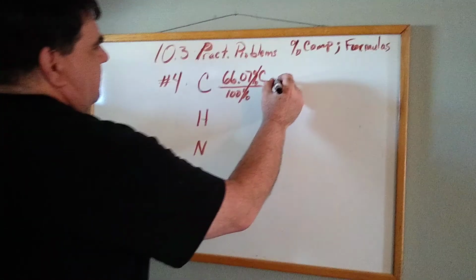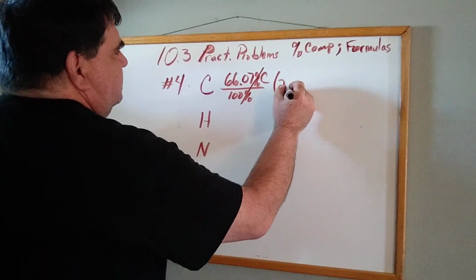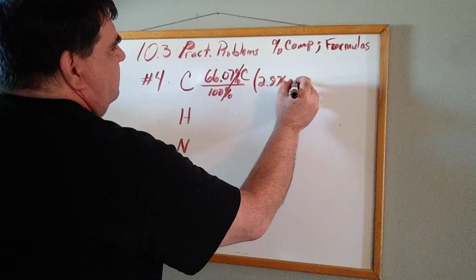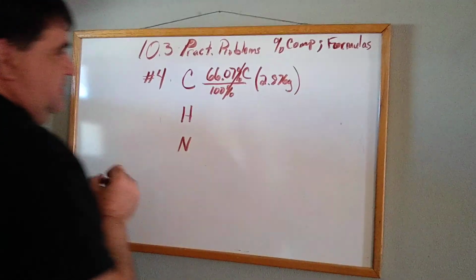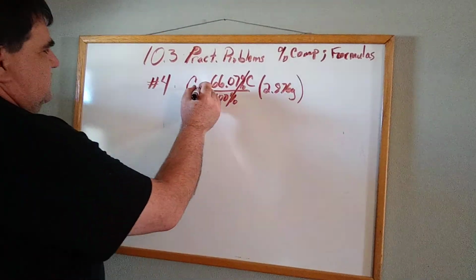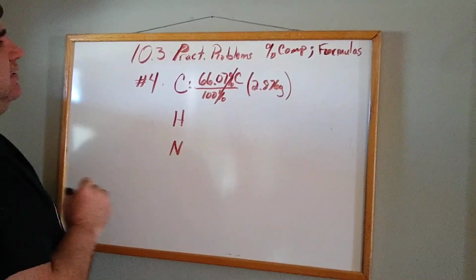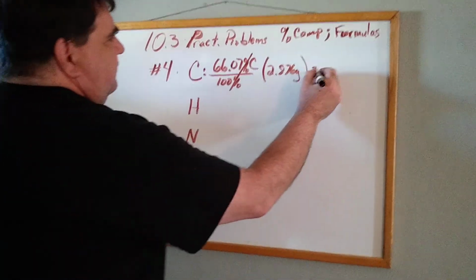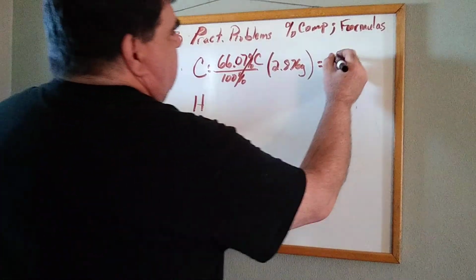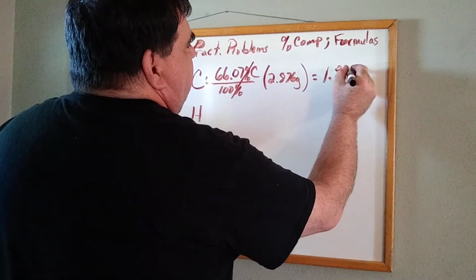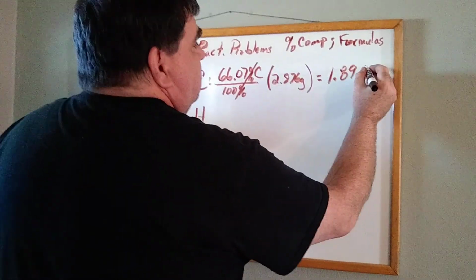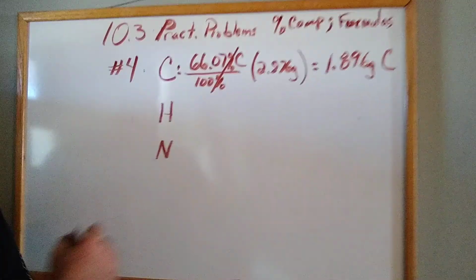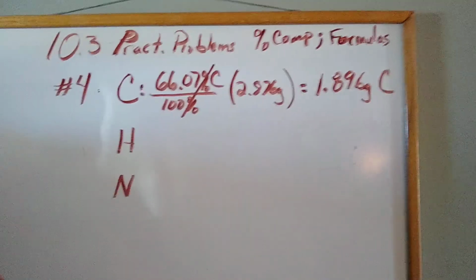And it tells us in the problem that we have a total of 2.876 grams of this substance. And of that substance, 66% of it is carbon. So when you plug this into your numbers, we know we're going to get 4 sig figs. We come out with an answer of 1.896 grams of carbon. So that's the only units that we have left, carbon and grams.